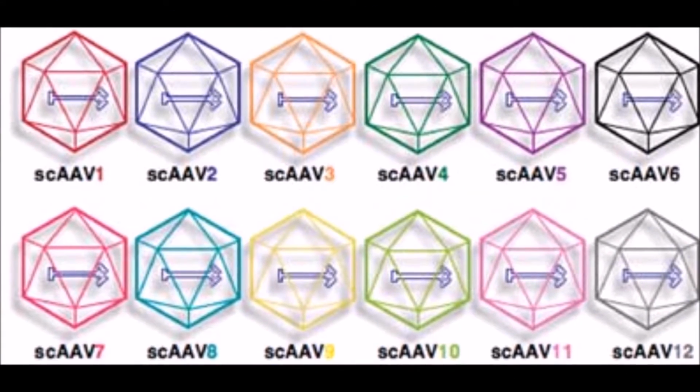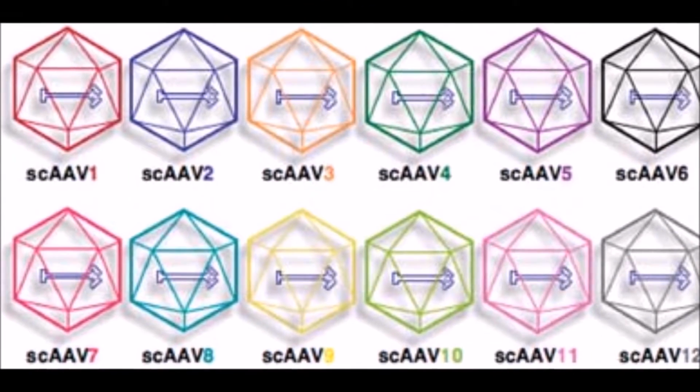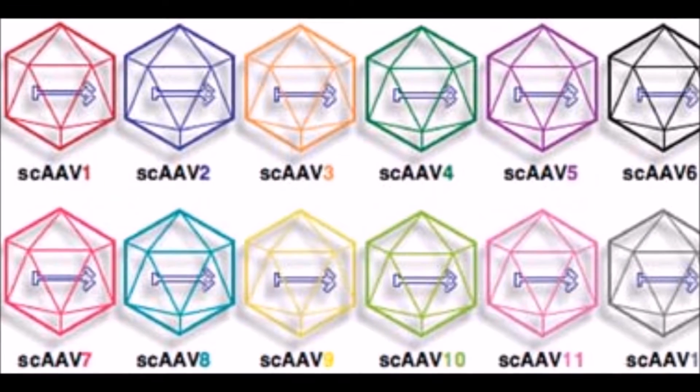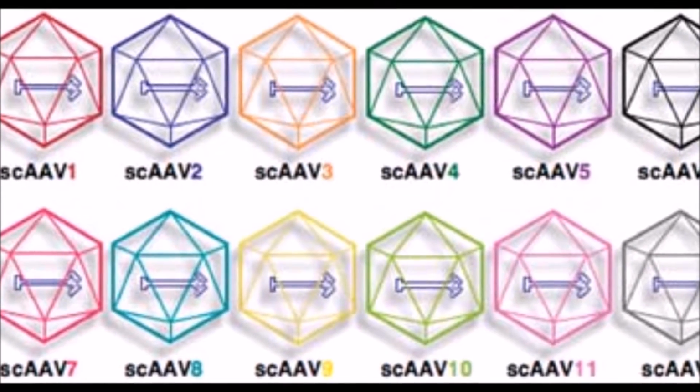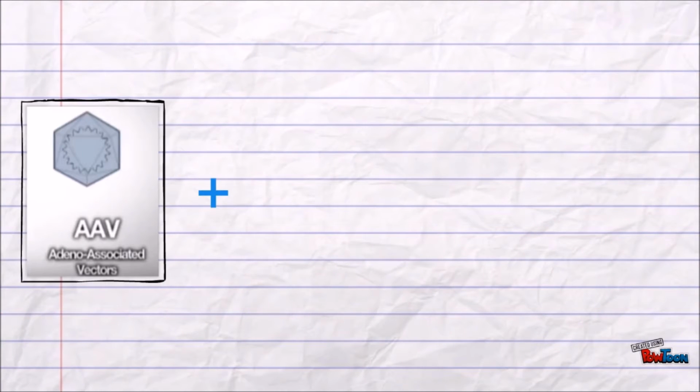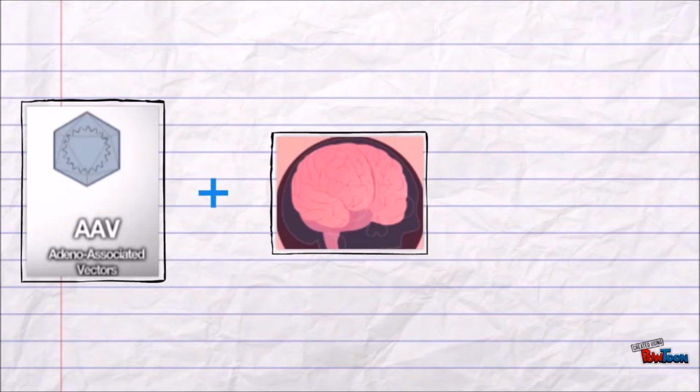AAV has a lot of serotypes. We need to do more experiments to find which one is the best one that can combine only with serotonin neurons. However, we need to inject this virus vector into the brain. It is difficult to forecast whether this virus has other effects on our brain. How to find a safe way to complete this stage is the first question.